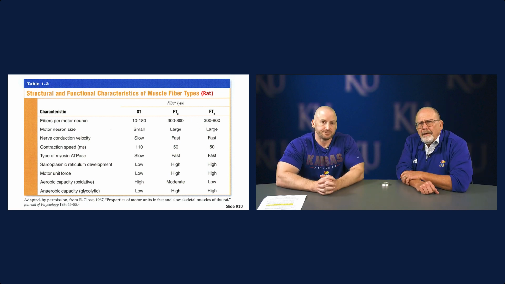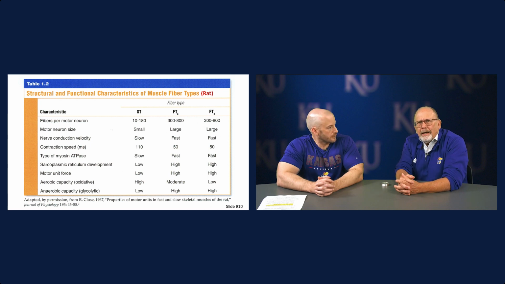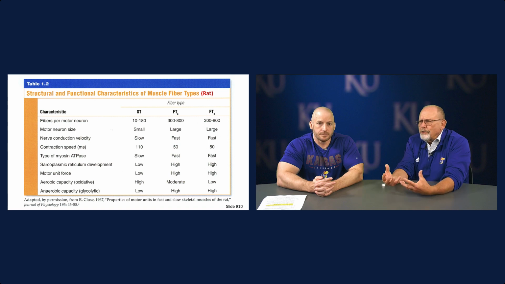So as Dr. Taylor was mentioning, besides just the fiber type, as we've talked about, these different categories have different characteristics: how much force they produce, how rapidly they contract, what is their fatigability, but also just structurally, how many fibers are in a motor unit, what is the size of the motor neuron, how much of a sarcoplasmic reticulum is there, conduction velocities. It does talk about the type of myosin ATPase.